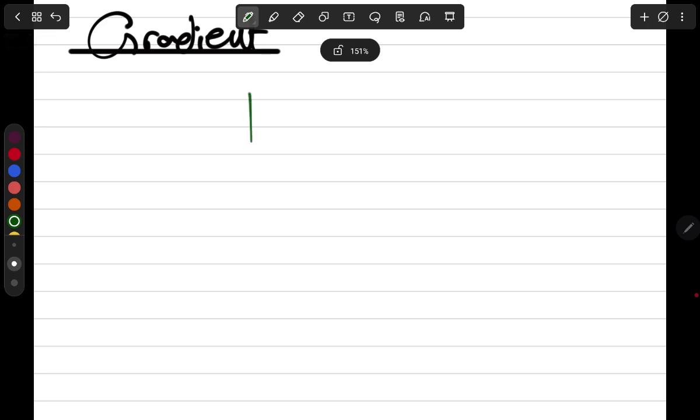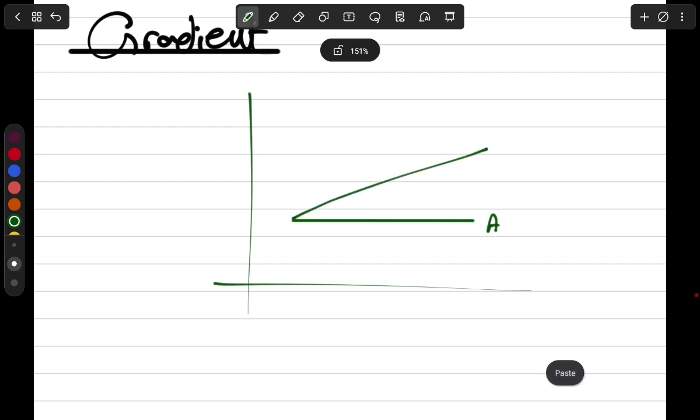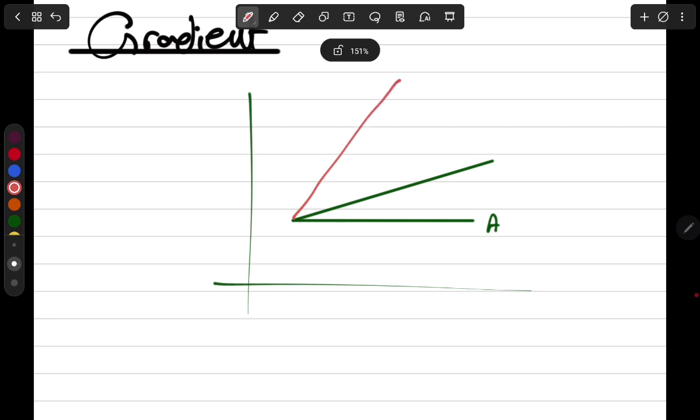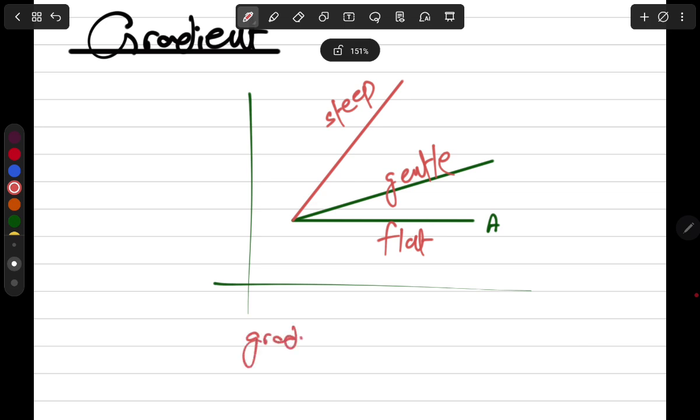Okay, so if I try to make three roads, let's say this is road A, which is absolutely flat. There's no steepness, and then there's a flatter road. So there's some angle, but it is flat. And then there's a steep road, right? So this is steep, this is gentle, and this is flat. And how were we finding the gradient in our O levels or GCSE? It was change in y over change in x. So we take how much the y quantity changes per unit change in the x quantity.